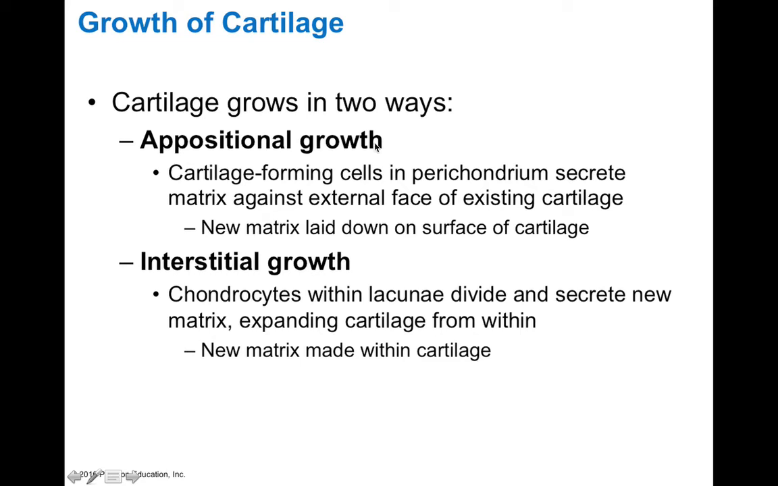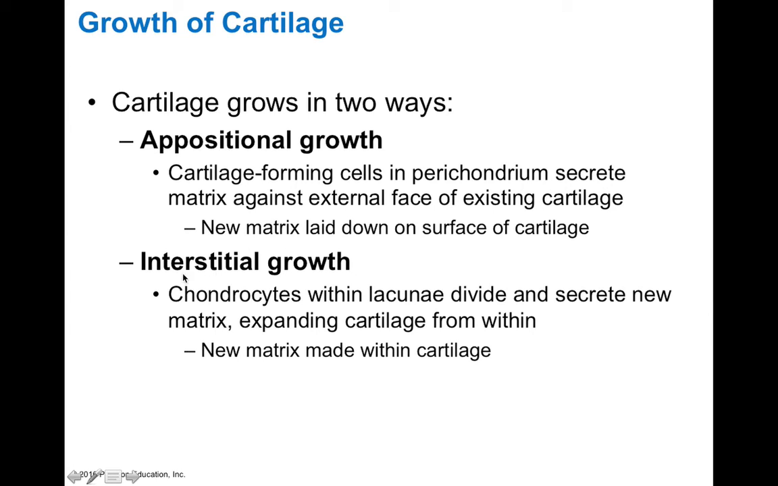An example of appositional growth in the environment could be how pearls grow. Pearls are essentially layers of minerals that are deposited around a piece of dirt or some kind of imperfection inside of a clamshell. New layers of mineralized pearl material are laid down on the outside, just like with appositional growth, where new layers of matrix are laid down on the outside of that cartilage.